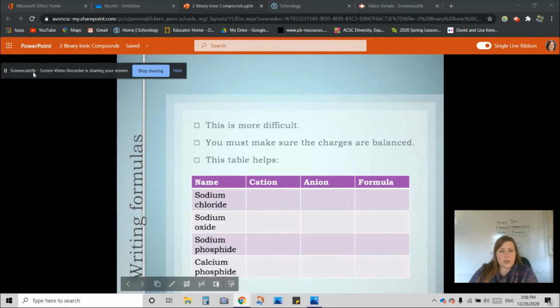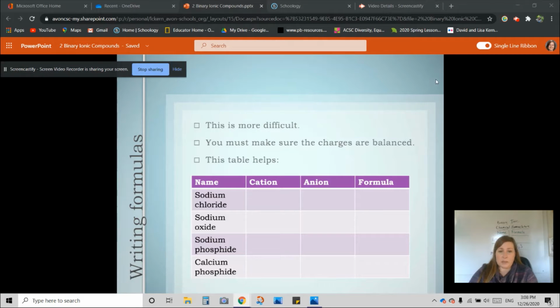And the last thing we're going to do here is practice writing some formulas. This is a little bit difficult. It takes a little bit of effort to get good at this. The best way to write formulas for binary ionic compounds is to make a table like this. You've got the name, you're going to write the cation and the anion, and then you're going to make the formula. And you have to make sure the charges are balanced. So we're going to start like this.